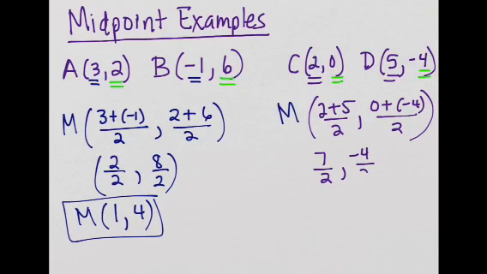Negative 4 divided by 2. The first, the x-coordinate, you could leave it like that, or you could write it as 3.5 if you like. And then the y-coordinate is negative 2. So this is the midpoint.